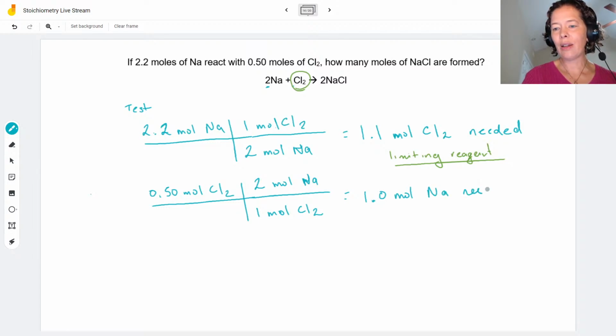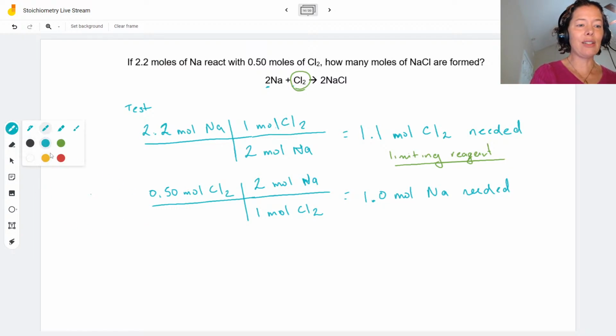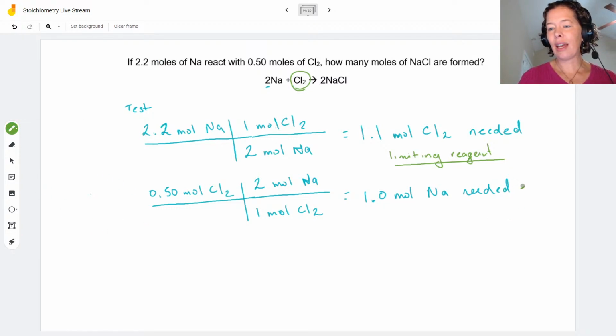Again, this is what is needed. So if I'm going to use all of my chlorine, my 0.5 moles of chlorine, I need at least 1 mole of sodium. How much do I actually have? I need to go back to the problem for that. Well, I have 2.2 moles. I have extra. I have excess. That means that sodium is in excess, which again means that chlorine is my limiting reagent.